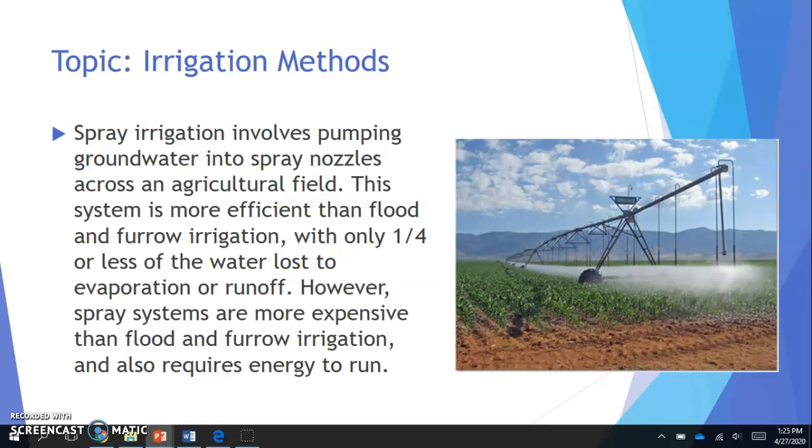This is spray irrigation. This involves pumping groundwater into spray nozzles across an agricultural field. This system is actually more efficient than flood and furrow irrigation. It only loses about a fourth or even less of that to runoff and evaporation. However, these systems are expensive, and it also requires energy to run.